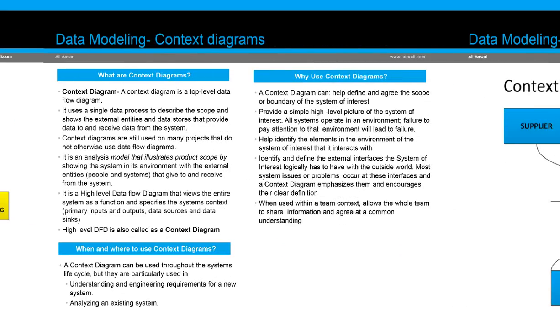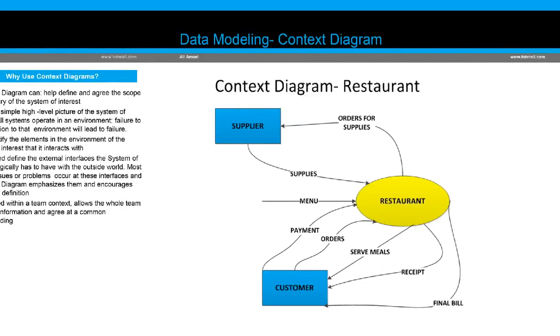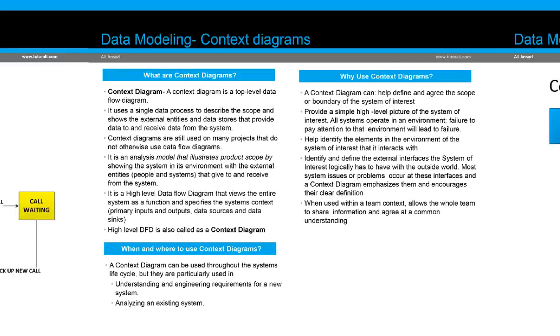Then we have the data modeling context diagram. We've seen one context diagram before. Okay, here it is. So here you see the relationship of the restaurant with the supplier and the customer, and the interaction between them. The restaurant orders the supplies, the supplier supplies to the restaurant. Then the customer makes the order, the customer gives a payment, the restaurant serves the meals, the restaurant serves the receipt. So this is showing the context of the supplier and the customer in relationship to the restaurant.